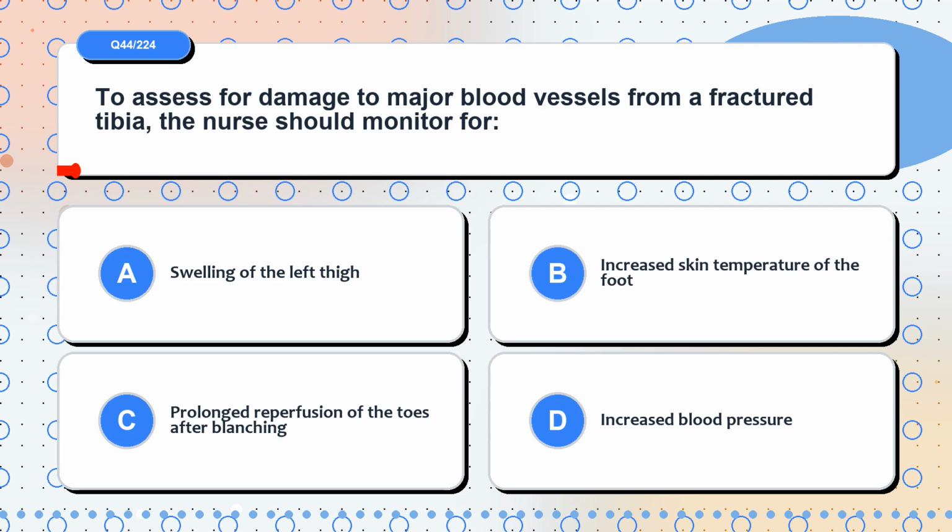Question 44. To assess for damage to major blood vessels from a fractured tibia, the nurse should monitor for. Here are the options. Option A. Swelling of the left thigh. Option B. Increased skin temperature of the foot. Option C. Prolonged reperfusion of the toes after blanching. Option D. Increased blood pressure.